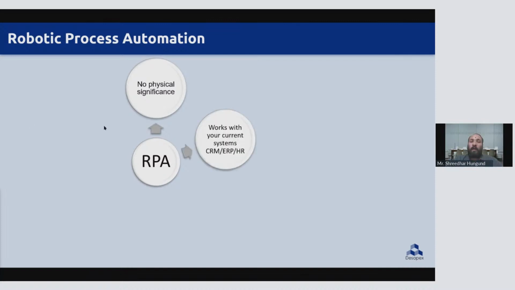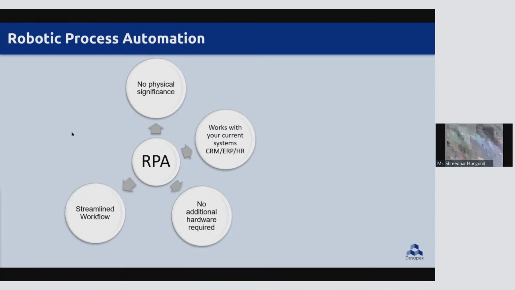RPA, like I said, works with your current systems that are already in place, your CRM, ERP, HR systems, without any additional hardware required for its application. It all works with most modern computers that are around. It helps you streamline workflows by working as a virtual employee in your organization and supports faster turnaround times. The output of an RPA tool will be a software, basically a bot or a robot, that is a computer application on the RPA platform or RPA software.